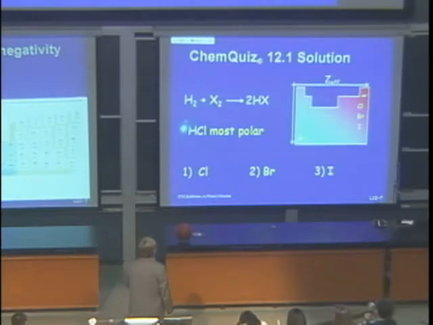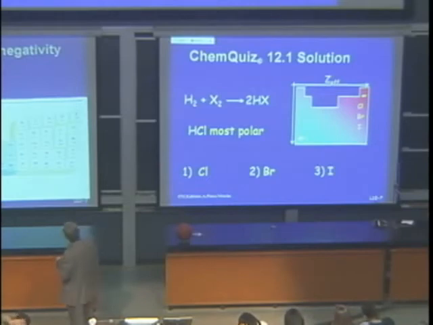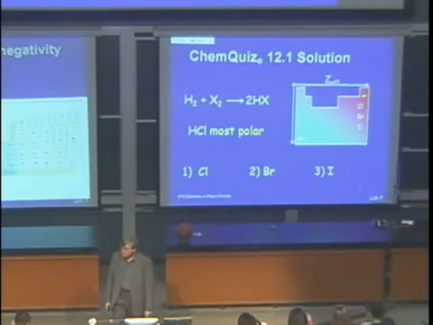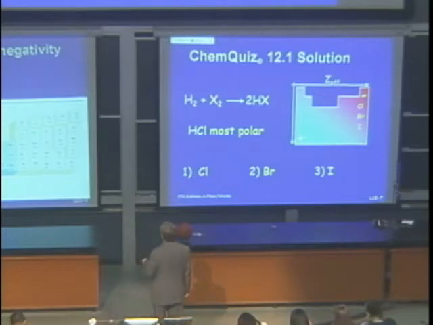So HCl is the most polar. Chlorine is 3.2. Hydrogen is 2.2. 3.2 minus 2.2 is 1. What is it? In our definition, what did they give in our definition? Partly ionic, exactly. So, and if we do bromine, that's 3 minus 2.2, that's 0.8, and iodine is 2.7 minus 2.2, that's 0.3, okay?